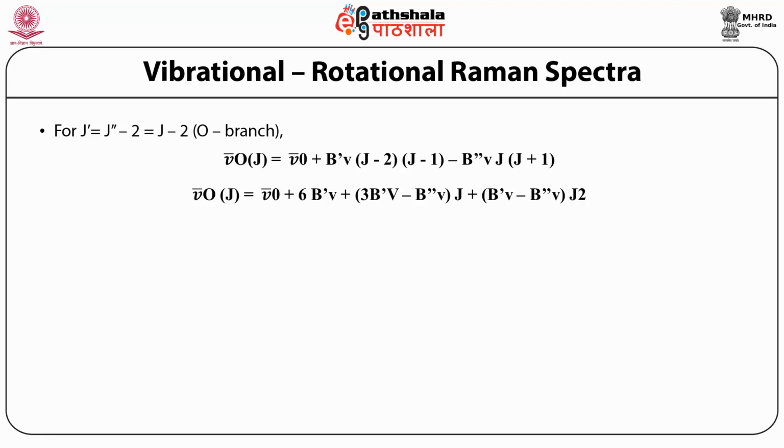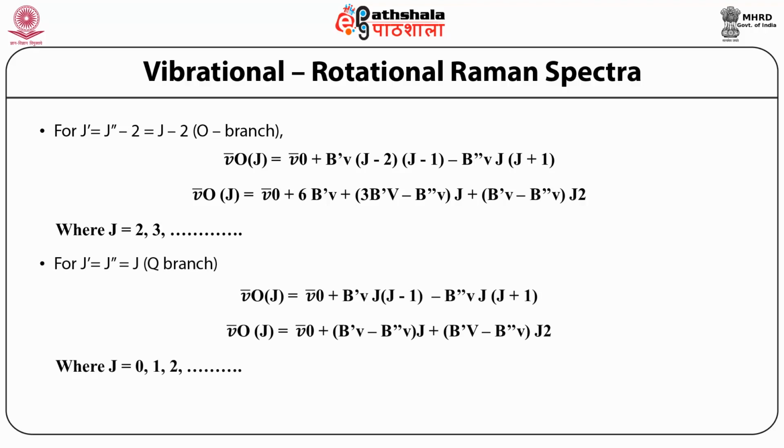This can be further expanded as nu 0 plus 6B' nu plus 3B' nu minus B'' nu J plus (B' nu minus B'' nu) J squared, where J is equal to 2, 3, etc. And writing J' is equal to J'' is equal to J for the Q branch, the expression can be written as.